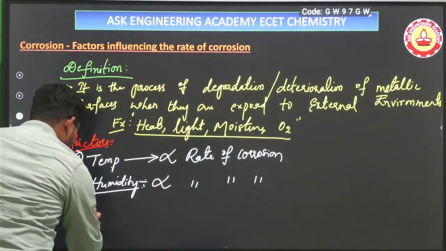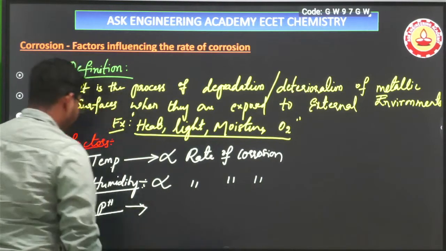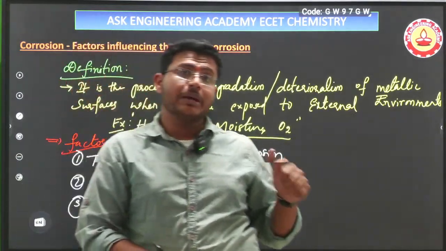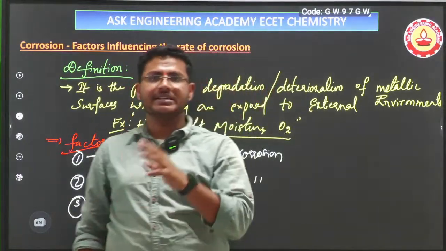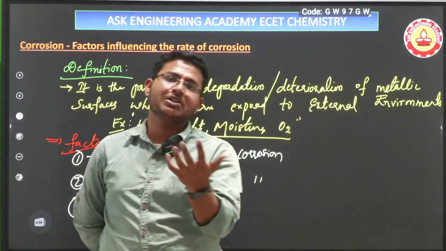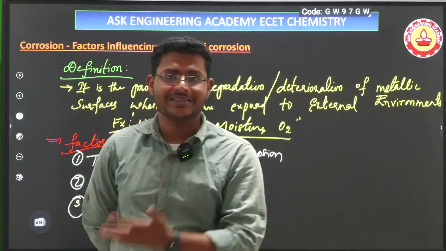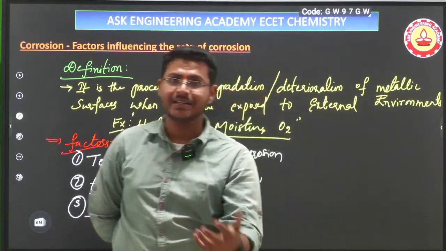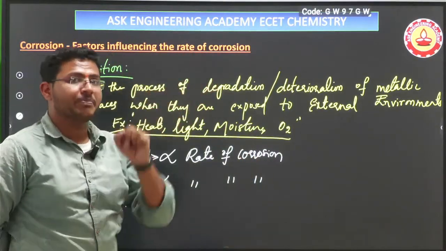And the third one is pH. We know that. What is meant by pH? pH is nothing but the amount of hydronium ion concentration. If you take any solution, for example lemon water, lemon contains what? Citric acid. So the lemon solution is always acidic in nature because of the presence of citric acid in it. So based on the presence of acidity and basicity, the pH value will be altered. So the rate of corrosion also depends on pH.